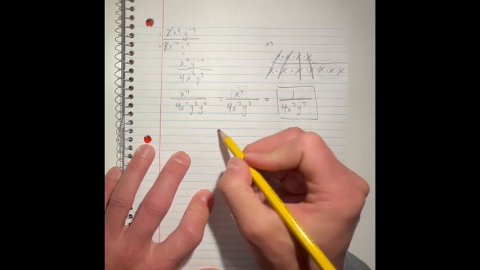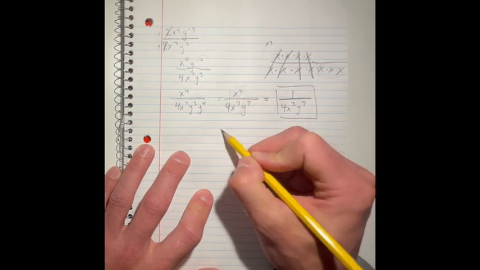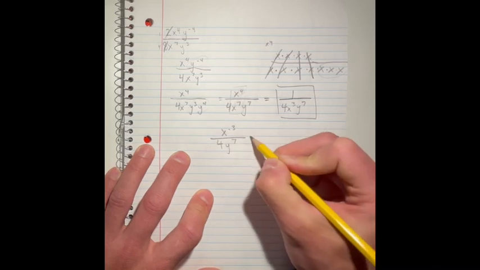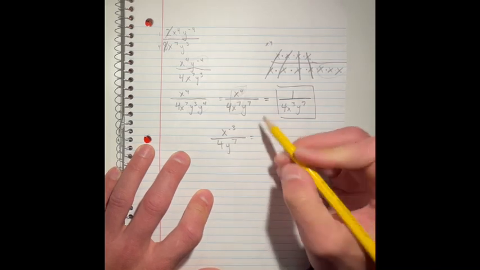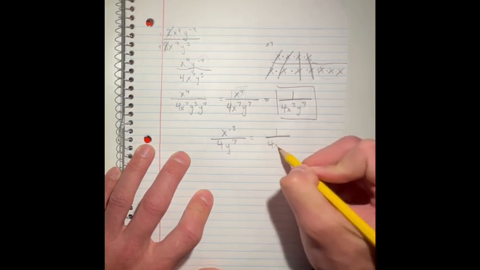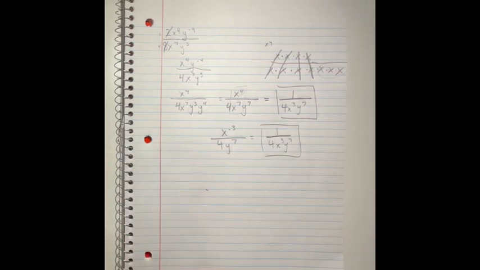Otherwise, when you subtracted these, you could get x to the -3rd over 4y to the 7th, and then rewrite it as we have before as 1 over 4x to the 3rd, y to the 7th. Either works.